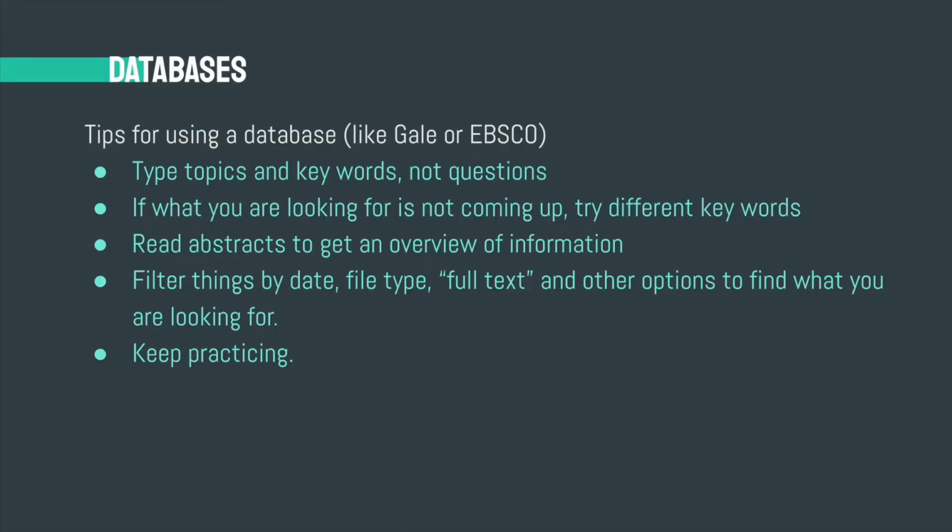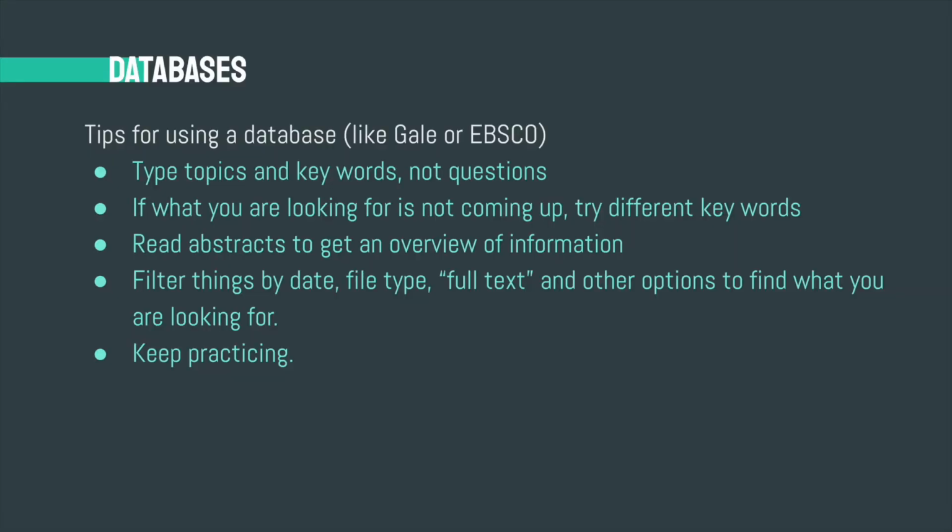Databases. Okay, here's some tips for using databases like Gale or EBSCO. Type topics and keywords. Don't type whole questions. So don't type your whole research question in there. Type in the word penguin, global warming. If what you're looking for isn't coming up, don't give up. Instead of typing penguin, say waterfowl. Like you got to find clever ways to reword it. And each time you reword some phrase of that, you'll come up with different things.